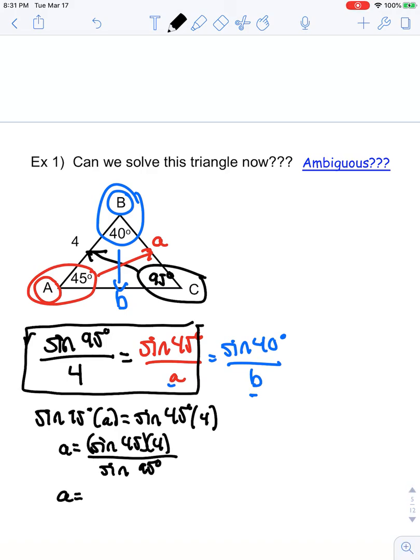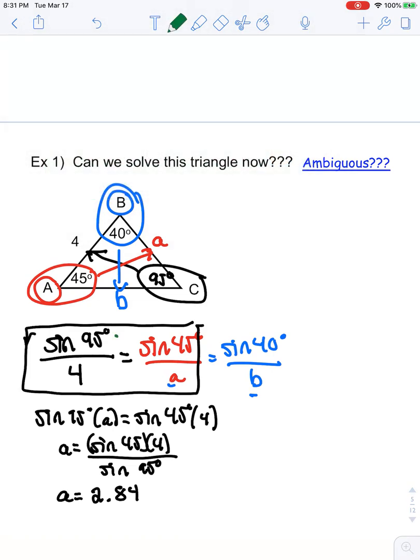Make sure that your calculator's in degree mode, and when you put that in, the sine of 45 times 4, I would recommend hitting enter and then dividing by the sine of 95 in a second step. And our A value is approximately 2.84.